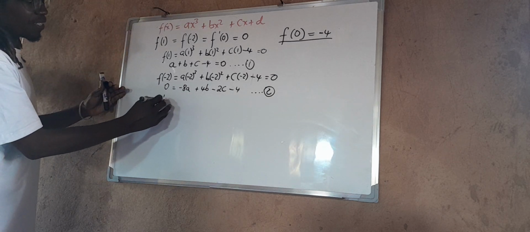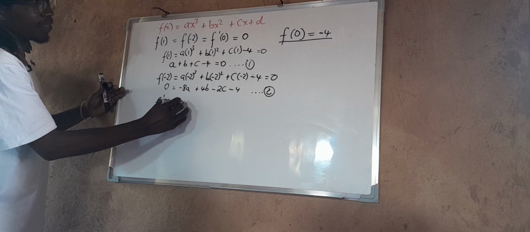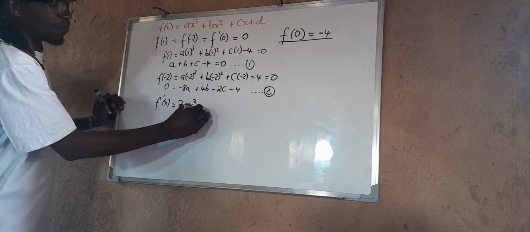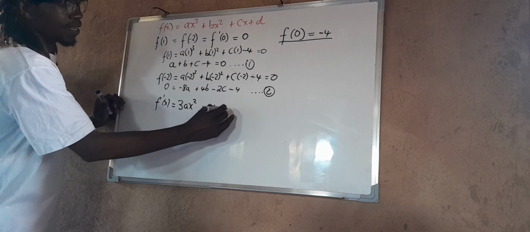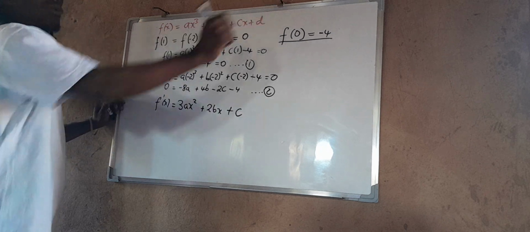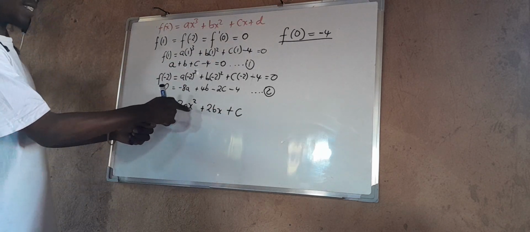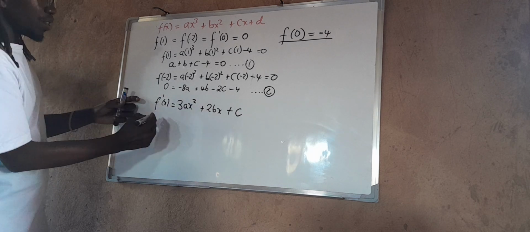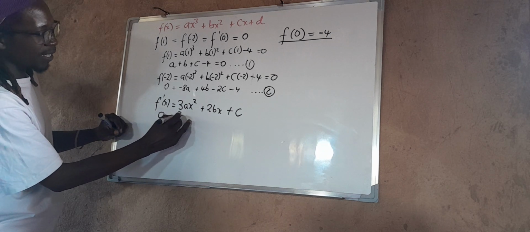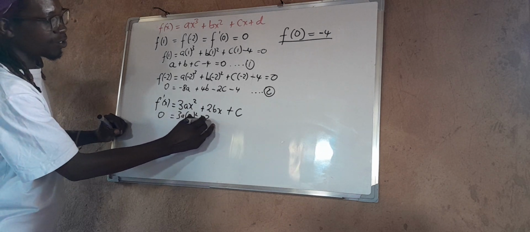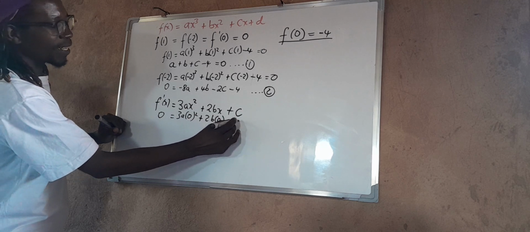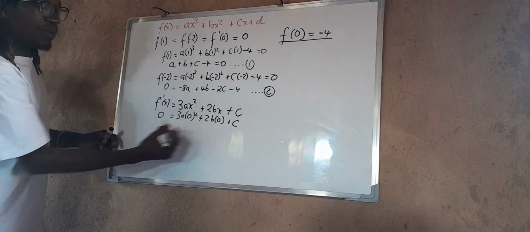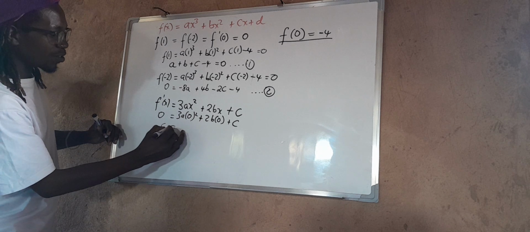So our derivative now becomes 3ax squared, because we're deriving this, and then plus 2bx plus c. If we substitute 0 here and 0 here, what are we going to get? 0 equals 3a times 0 squared plus 2b times 0 plus c. So what does it mean? This one becomes 0, and this one becomes 0. So it means that c is equal to 0.